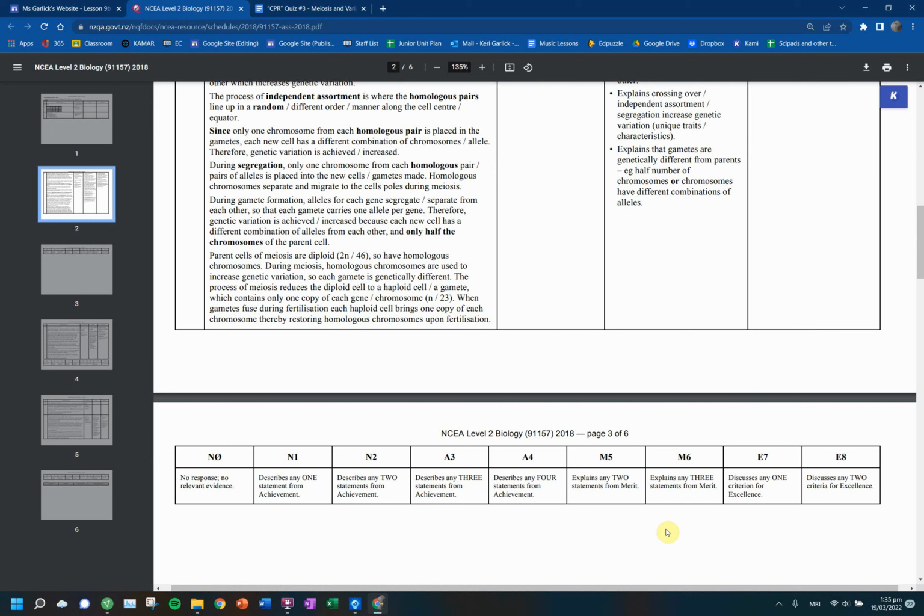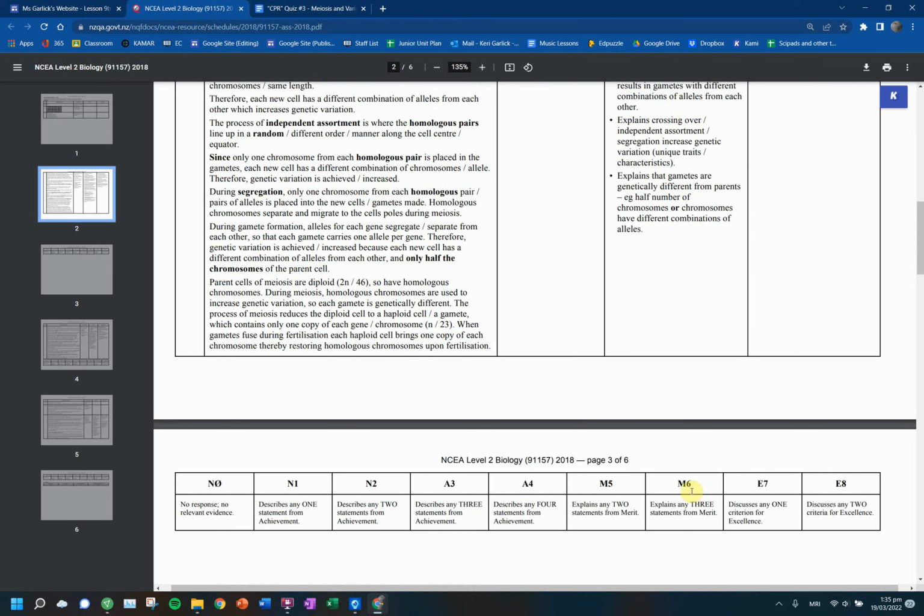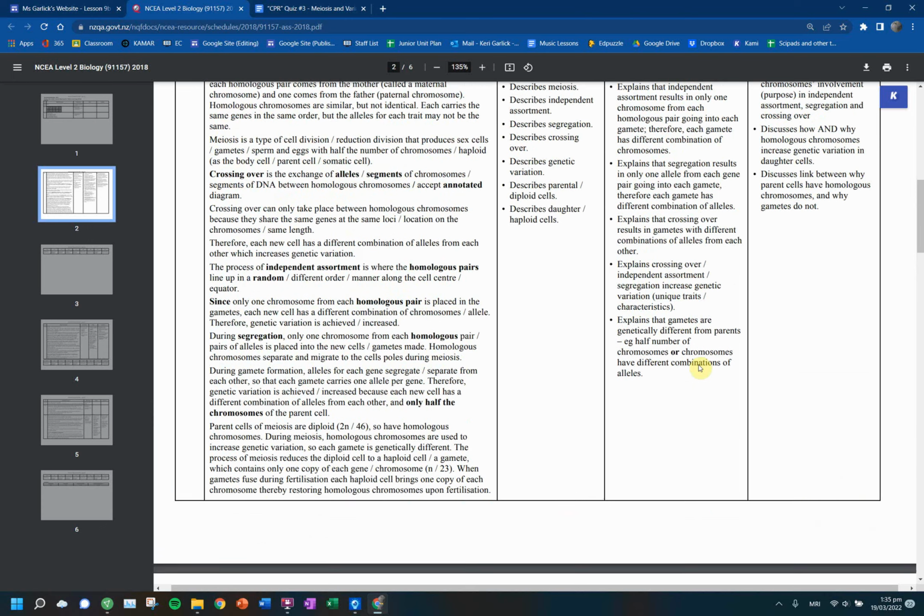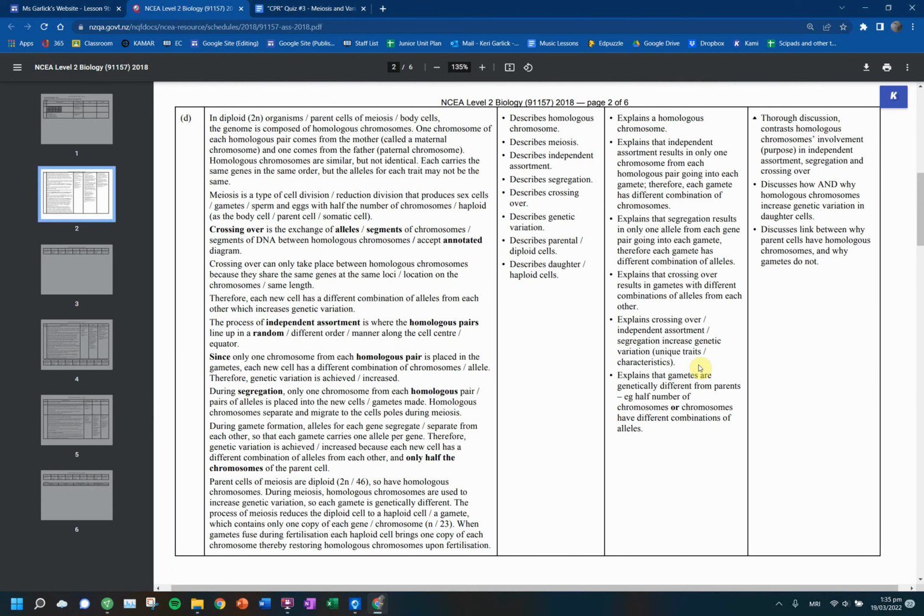And when it comes to how they're divvying up the merit and excellence, well, you only need 2 merit points for the M5 and 3 merit points for the M6. So like I said, very generous. So long as you know what you're doing and you read the question and you're hitting all the bullet points, you have lots of opportunities to get those points.